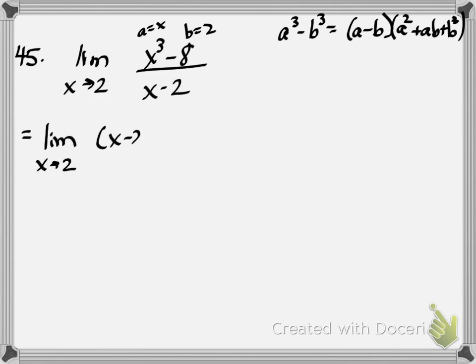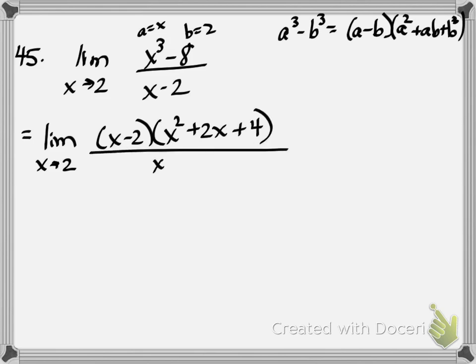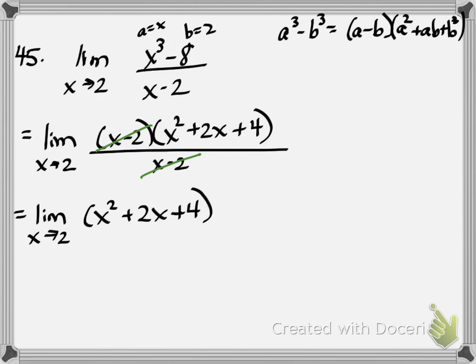So it's x minus 2, a squared, plus ab, plus b squared, all over x minus 2. And then it's so nice that these cancel out or divide out. So when you write what's left, you have x squared plus 2x plus 4. And then we could do direct substitution. So it's 2 squared plus 2 times 2 plus 4. So 4 plus 4 plus 4 is 12.